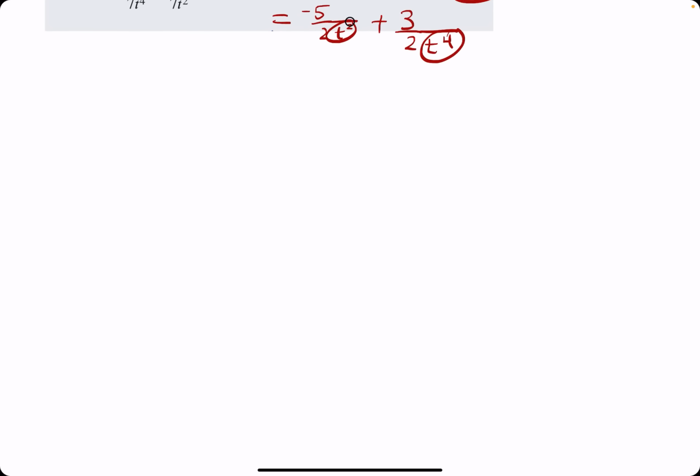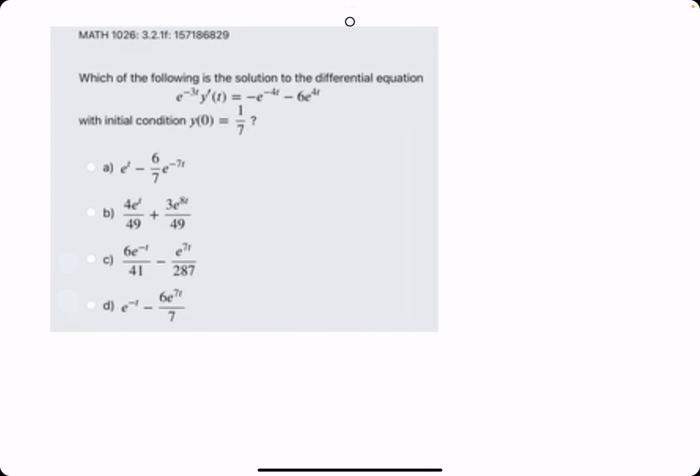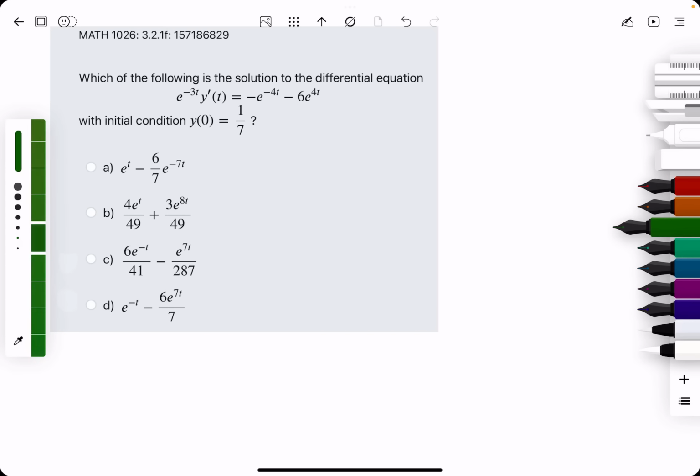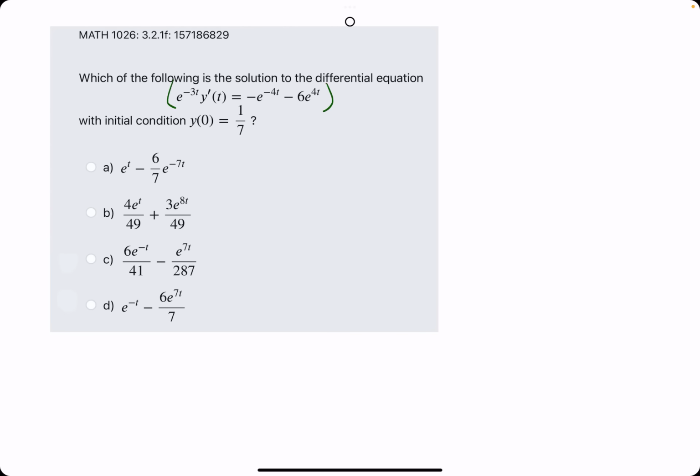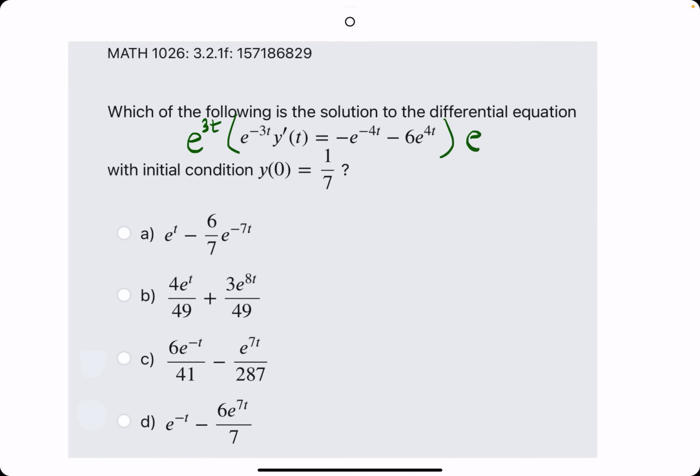Let's go ahead and do one more example here. So let's do this as fast as possible. We have e to the negative 3t, so we distribute an e to the 3t across the whole equation. We have y prime equals negative e to the negative 4t plus 3t is negative t, minus 6, and then 4 plus 3 gives us e to the 7t.